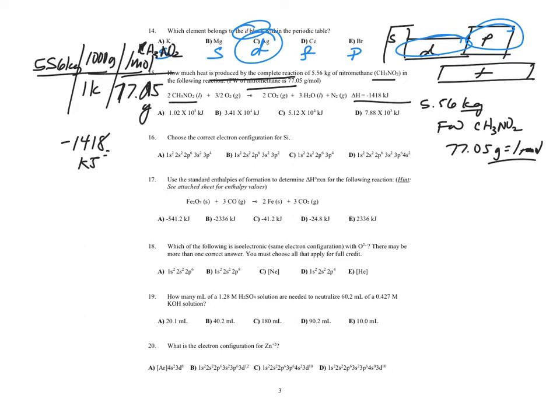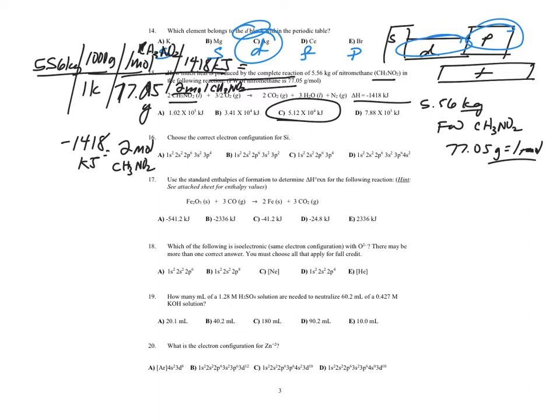The other conversion you need is negative 1418 kilojoules, and where is the nitromethane? Right here. And what's the number in front of it? 2. For 2 moles of CH3NO2, you have 1418 kilojoules of energy. And so when you multiply, divide, and multiply, and then divide by 2, your answer is 5.12 times 10 to the 4th kilojoules.